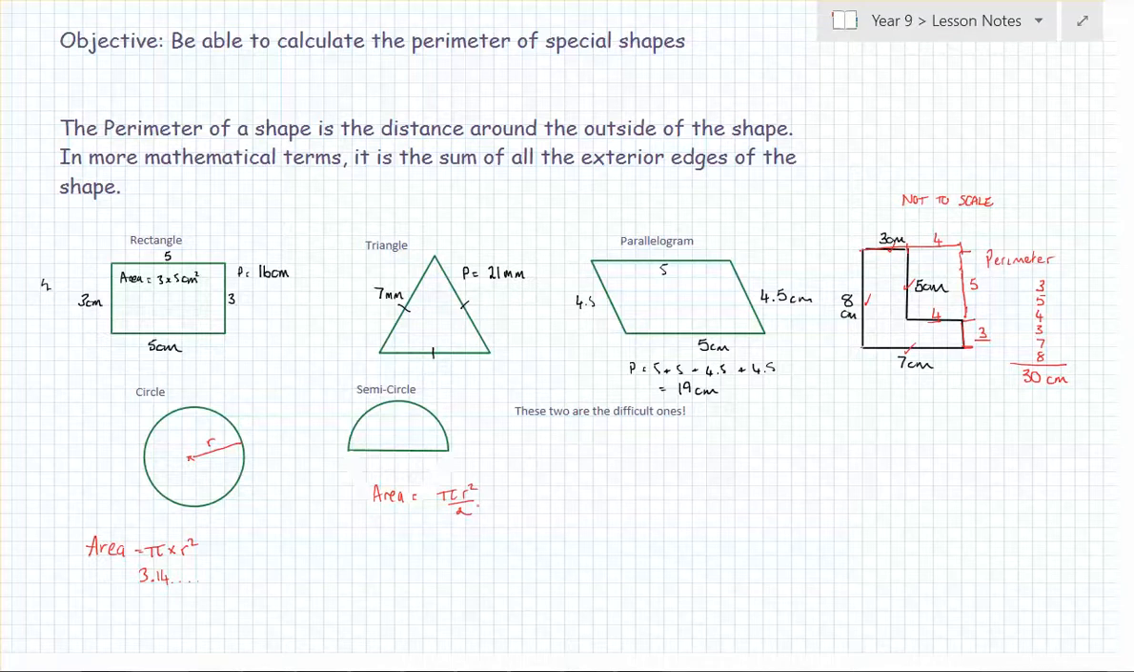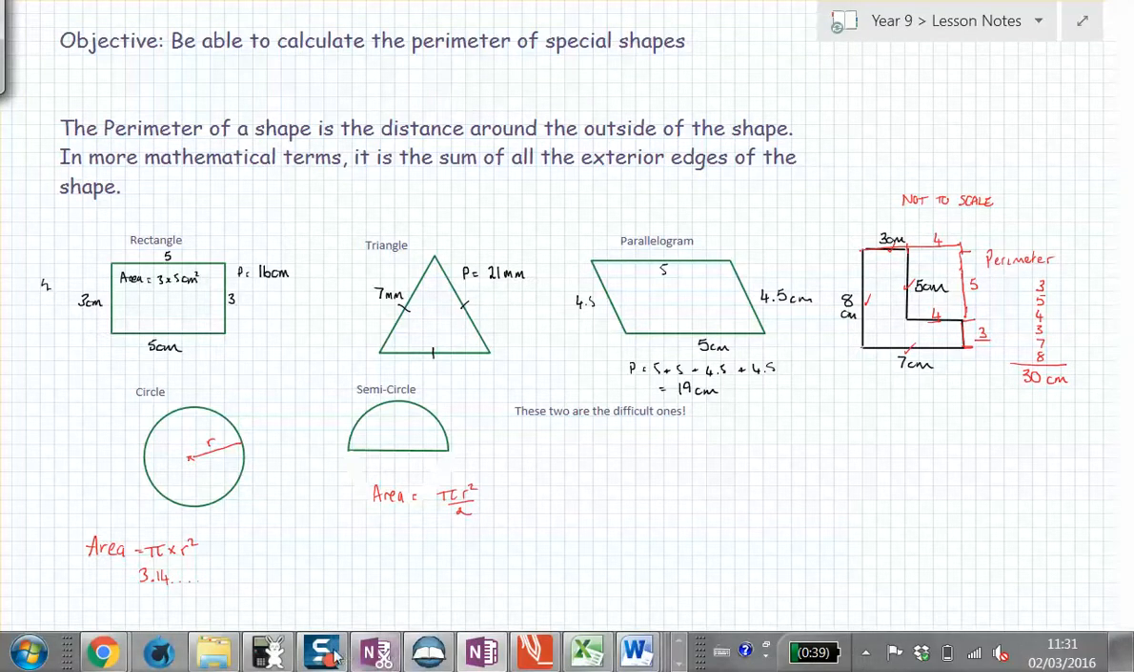Have you got a compass? Or do I need to lend you one? I'll lend you a compass. Now, what you're going to do is draw yourself a circle. We're going to draw a circle. You're going to use your string to measure how big the circle is.